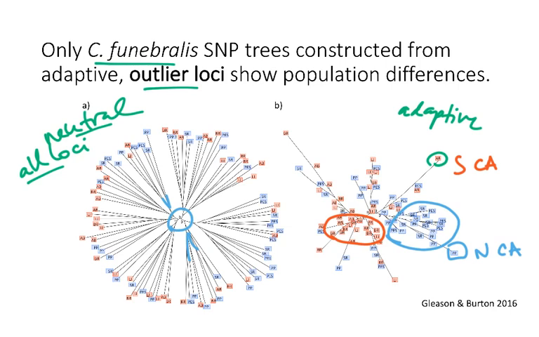And given what we know about these different populations from what I've talked about previously, what do you think might be some of the functions of these outlier loci? What kind of gene functions might these loci that have large genetic differences between populations have? What do you think?